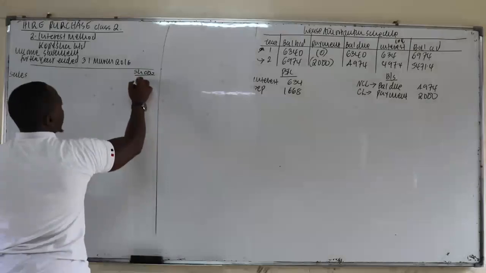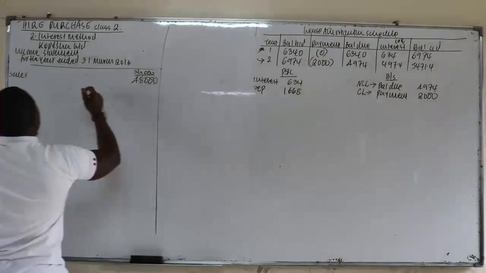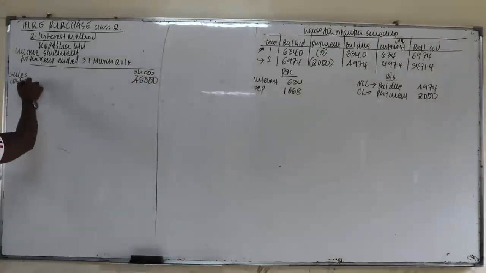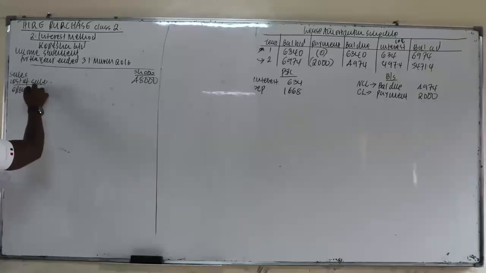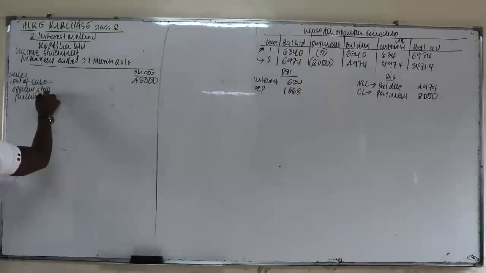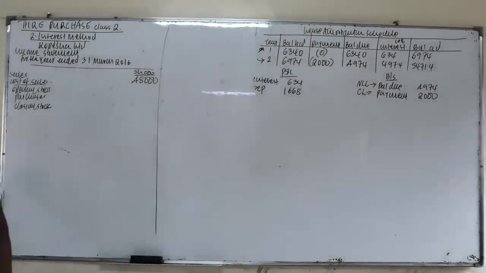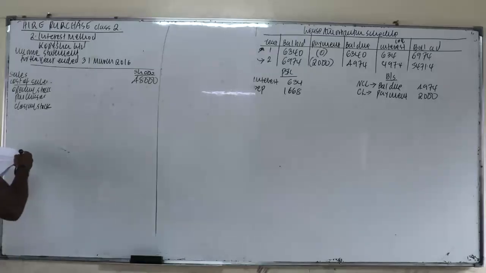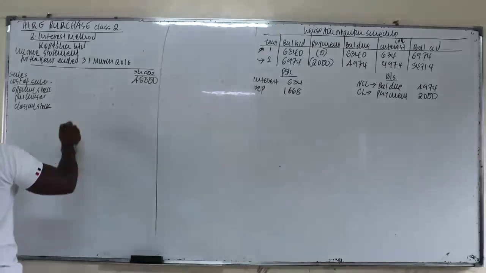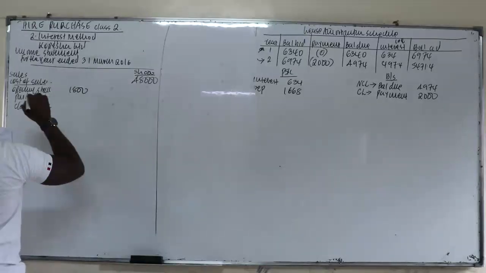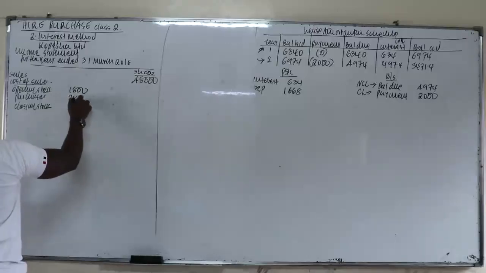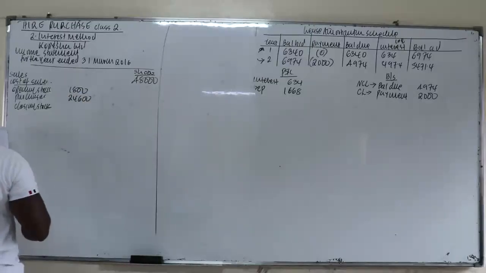So sales is an amount of 48,000. Then you deduct the cost of sales. Now, cost of sales: you take the opening stock, you add the purchases, you deduct the closing stock. How much was our opening stock? Inventory as at 1st of April 2015 was an amount of 18,000. Then you add the purchases, which was 24,600. Then you deduct the closing stock.